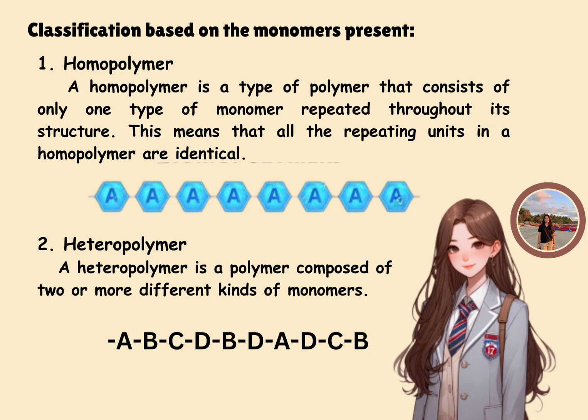Classification based on the monomers present. Number 1. Homopolymer. A homopolymer is a type of polymer that consists of only one type of monomer repeated throughout its structure. This means that all the repeating units in a homopolymer are identical. Number 2. Heteropolymer. A heteropolymer is a polymer composed of two or more different kinds of monomers.